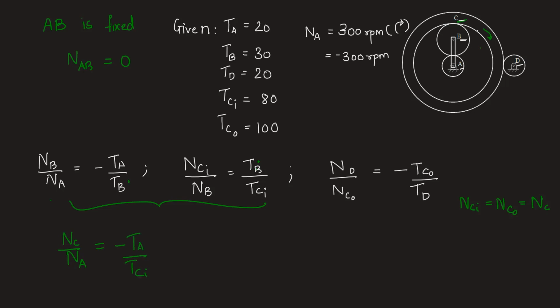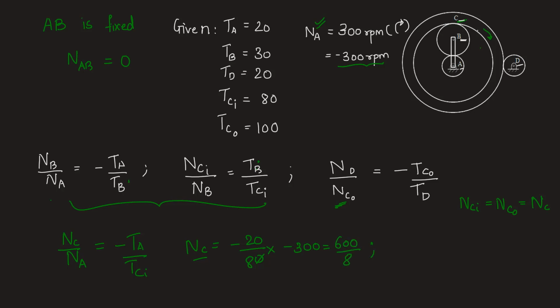Now NA is known to us, so we can find NC from here. NC will be equal to minus 20 upon 80, into the value of NA, which is given to be 300 RPM but negative because it's clockwise. So we take minus 300. This gives us 600 by 8. This term is a positive term.